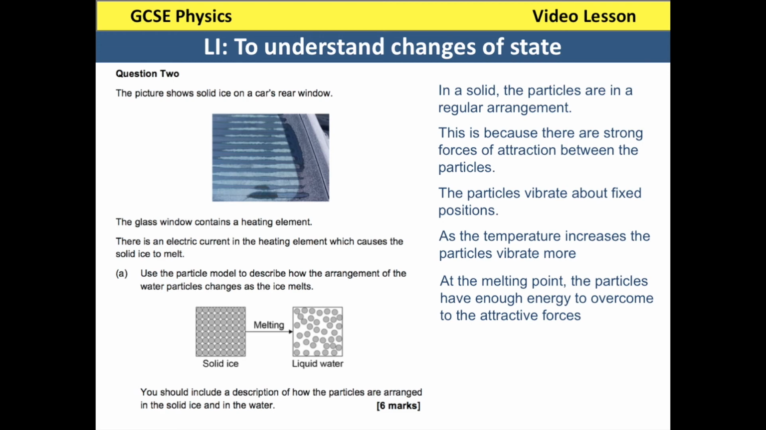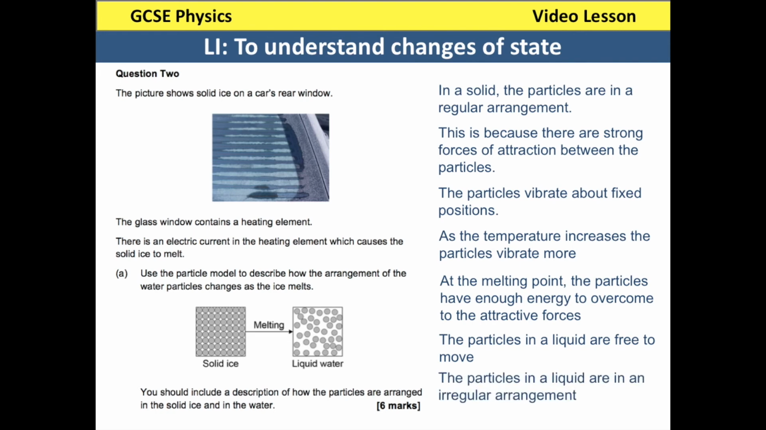We can then say that once it has become a liquid, the particles in a liquid are free to move about, and the particles in a liquid are in an irregular arrangement. I've got more than 6 marking points for you there, so see if you've got at least 6 of those. Any that you've missed you will want to learn so that you can add them to any future answers to this question or similar questions.